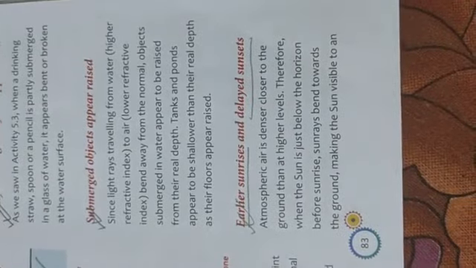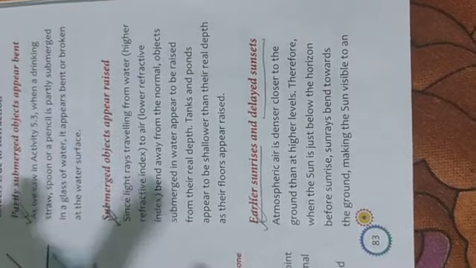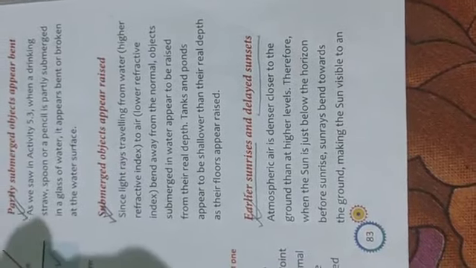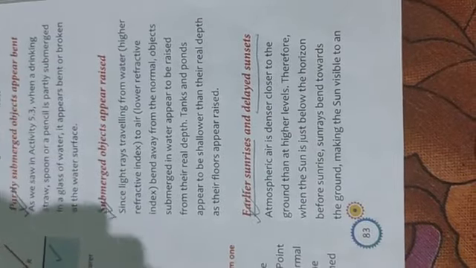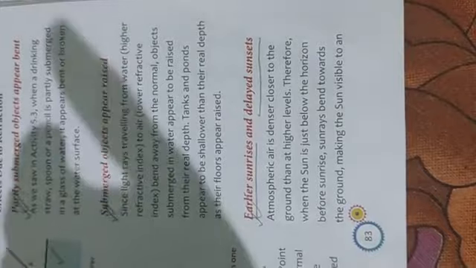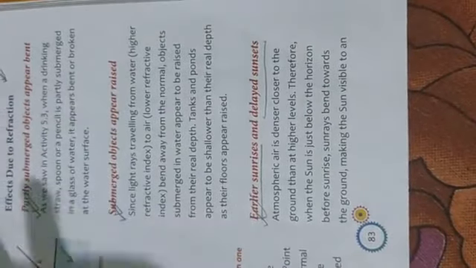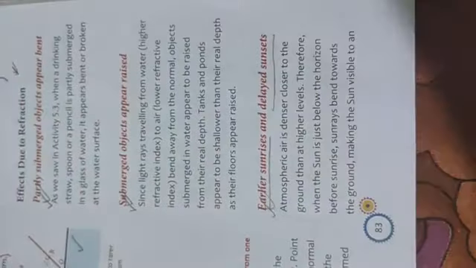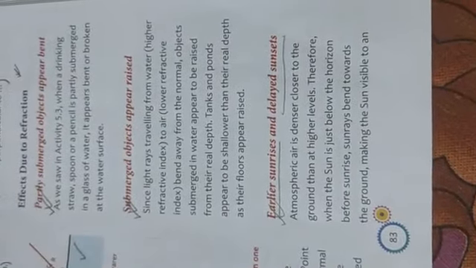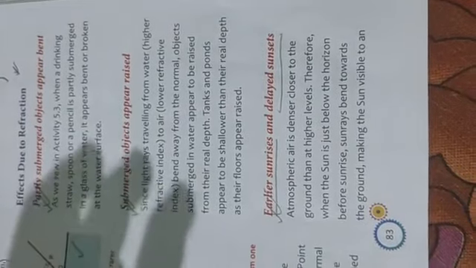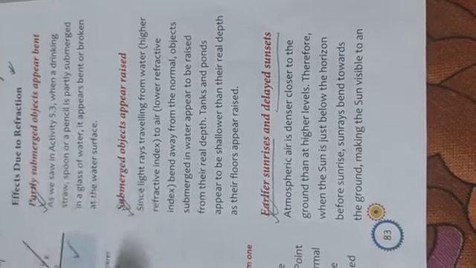Okay. Next is the earlier sunrise and delayed sunset. You know very well, this is due to the atmospheric refraction. Okay. So you know very well that atmospheric air is denser closer to the ground than at the higher level. And you know very well when we move up in altitude, then the density of the layer will decrease.